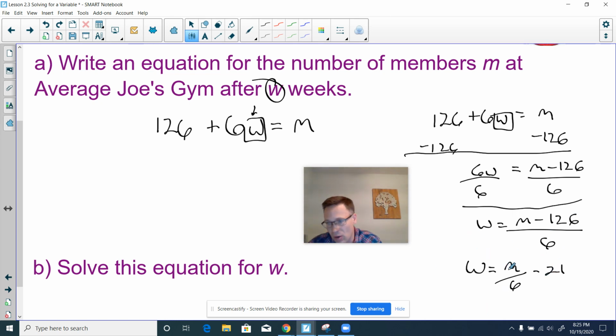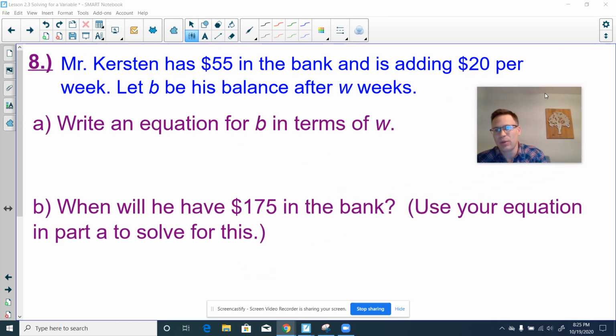That's your expression. So now all this person has to do is say, all right, if it's 126 members, how many weeks is that going to take? 126 divided by 6 minus 21. That'll give me exactly how many weeks. Okay? Cool. Last problem here.